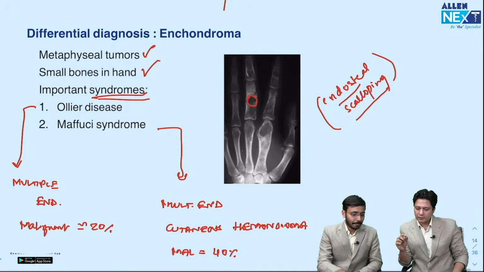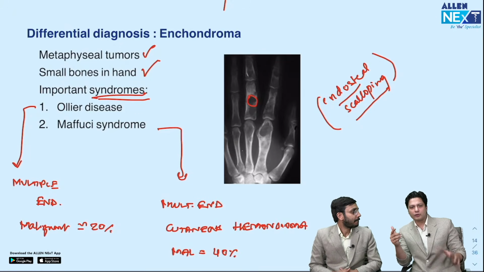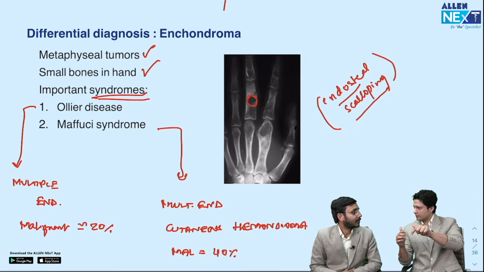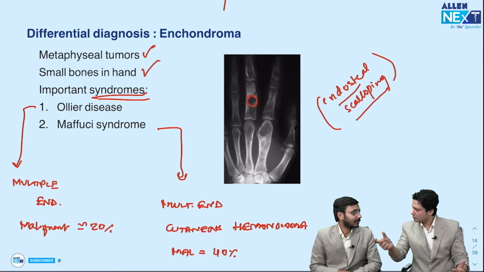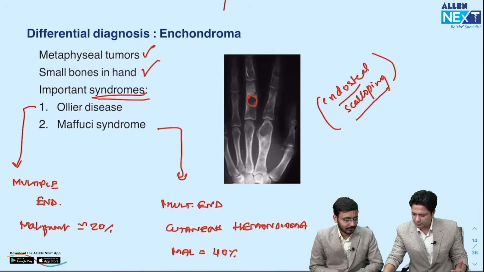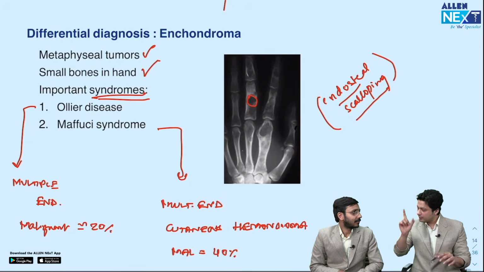Exactly, sir. If somebody asks, what is the most common malignant tumor of the small bones in the hand, then it's going to be chondrosarcoma, because enchondroma is a benign tumor, which is obviously the most common. Hopefully, sir, we have discussed what is related to the question.